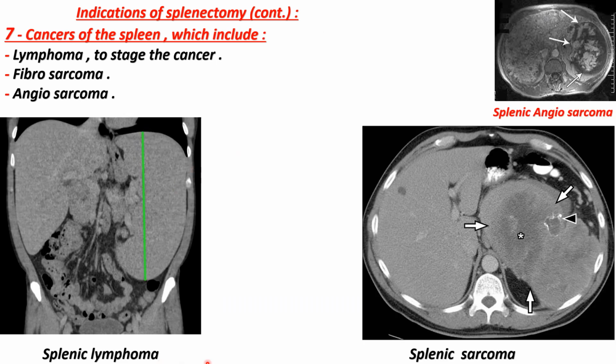The seventh indication of splenectomy is cancers of the spleen, which include lymphoma, to stage the cancer, fibrosarcoma, and angiosarcoma.